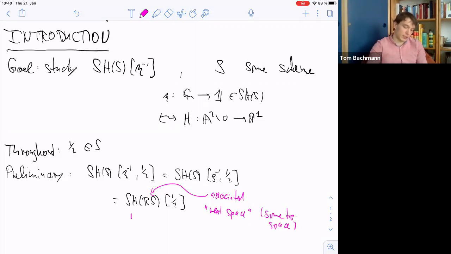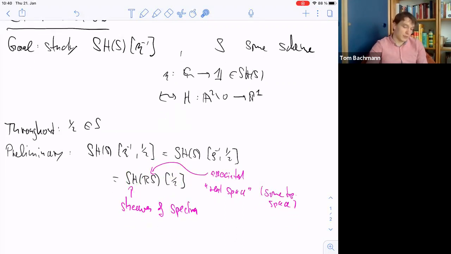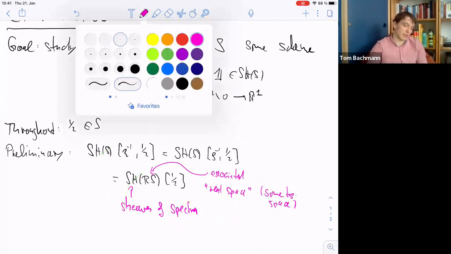Right? And this just means sheaves of spectra in the most boring possible sense on a topological space. And what this tells you is that this category here is sort of easy in some sense. So basically, if you try to understand this category, you will split this problem into two parts: understanding this category and understanding some complementary category. Then this half is sort of already done. So this is not difficult in some sense.